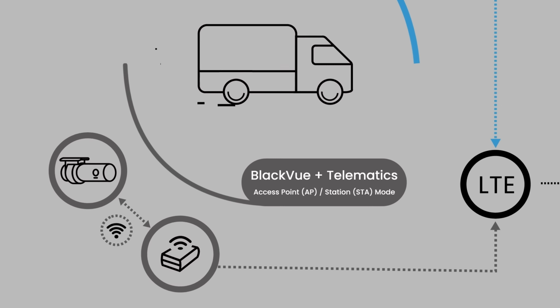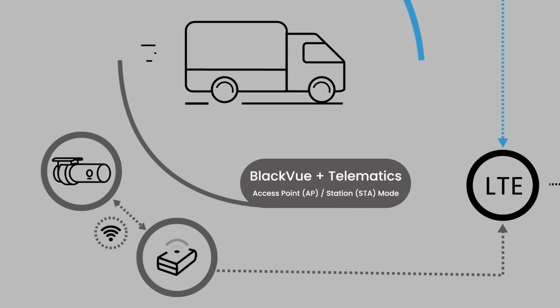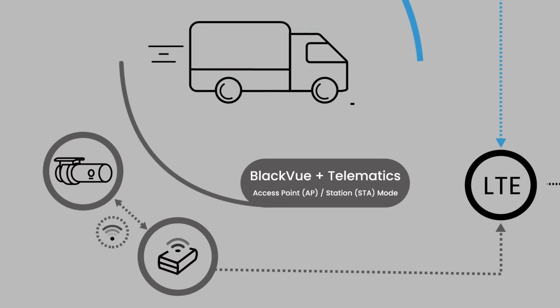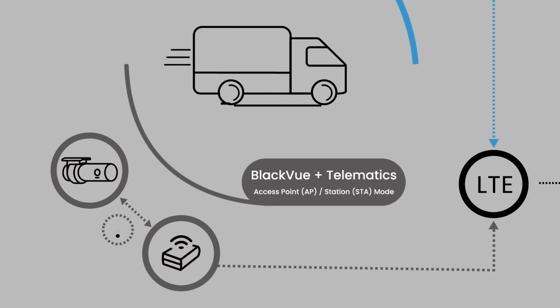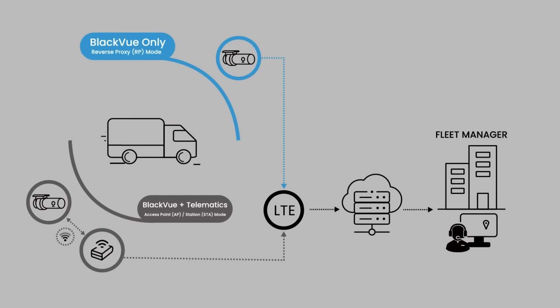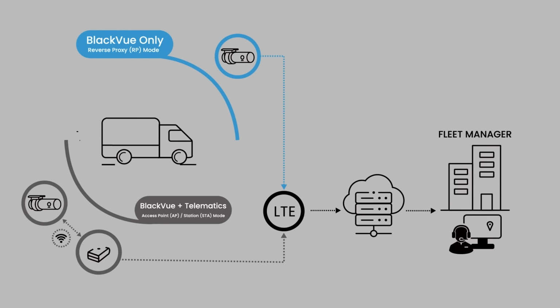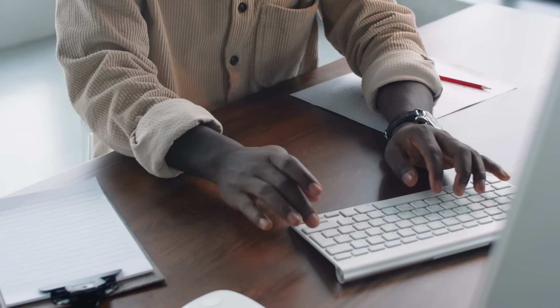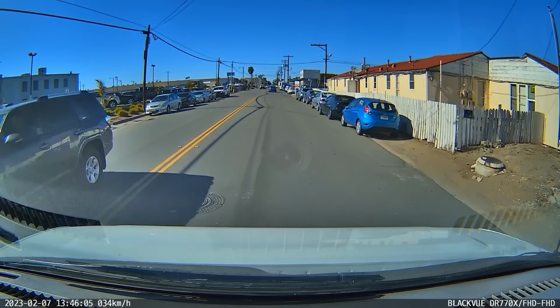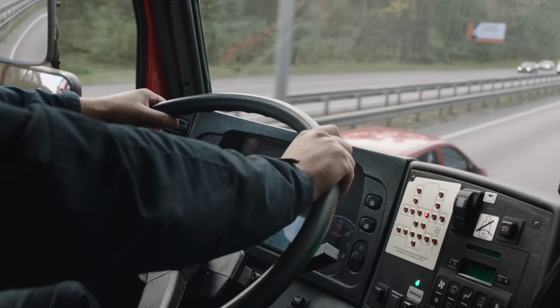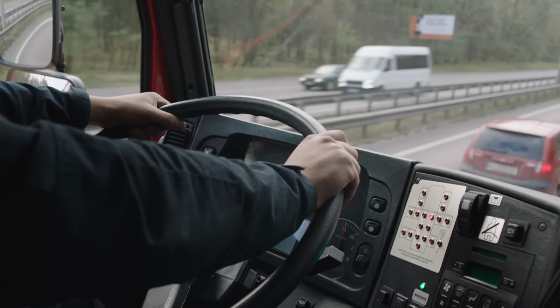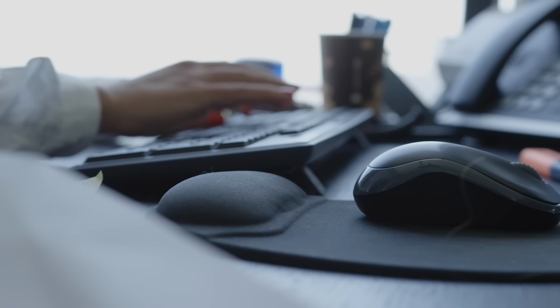The Access Point and Station modes allow you to operate BlackVue cameras using your onboard telematics devices over Wi-Fi. This unlocks seamless integration with your existing infrastructure to enhance your fleet's performance monitoring. Now you can control how and when footage is recorded, as well as link event videos to data generated by any onboard sensor to get a complete picture of any incident that may occur.